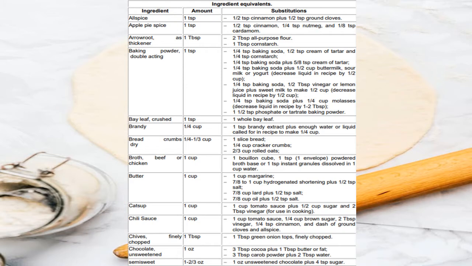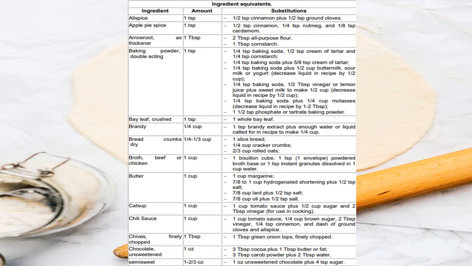1/4 tablespoon baking soda, 1/2 tablespoon vinegar or lemon juice plus sweet milk to make 1/2 cup. Decrease liquid in recipe by 1/2 cup. 1/4 tablespoon baking soda plus 1/4 cup molasses. Decrease liquid in recipe by 1/2 tablespoon. Or 1 and 1/2 tablespoon phosphate or tartrate baking powder.